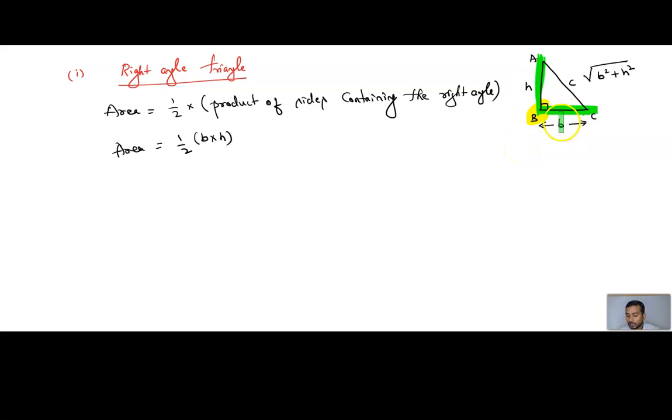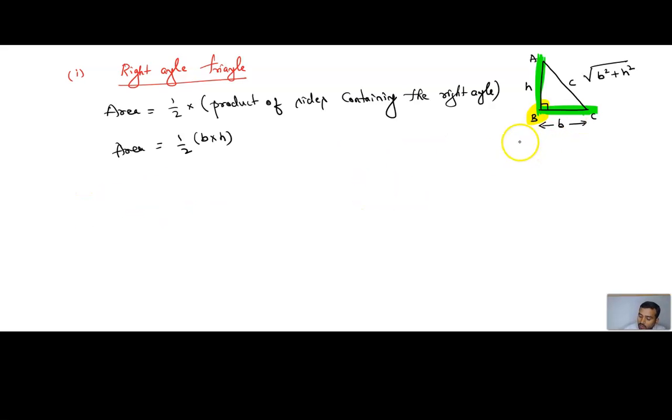So, we have to multiply these two sides, that is B and H. Can you see this? BC and AB, we have to multiply these two sides. These are the two sides which contain the right angle. So, we have written half into B into H.